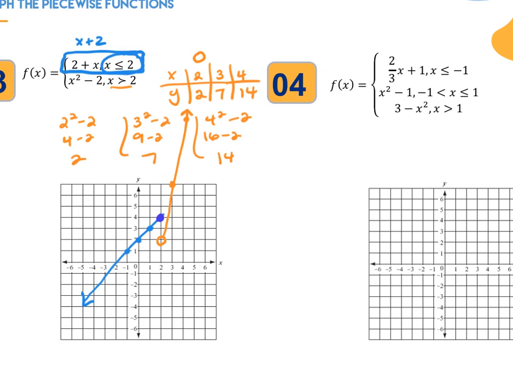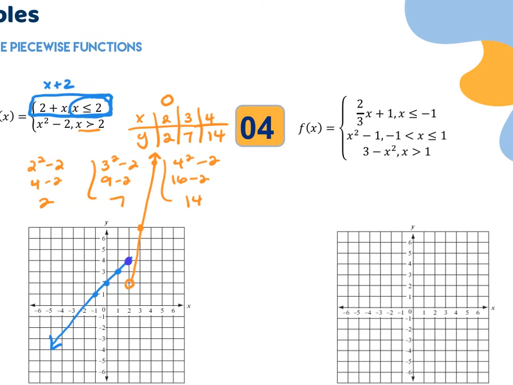The point is, I start with the cutoff number that they give me, whether it's an or equal to or not. If it's or equal to, I know that point's going to get a solid dot, but if it's not, it gets an open dot, but I still have to plot that point. And then look at the relationship here. That says greater than 2. So I start at 2 and I do 3 points now moving in the greater than position. So 2, then 3, then 4. If I was plugging in points and it was less than 2, I would do 2, then 1, then 0.